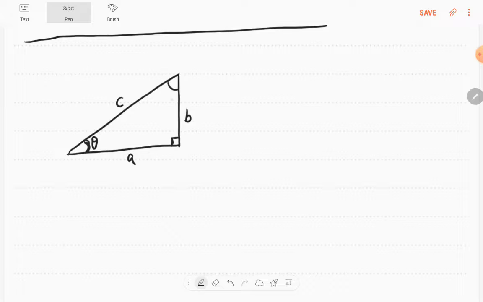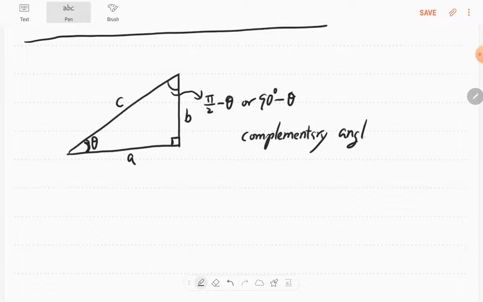Since this is theta, if we know this theta, then the other one should be pi over 2 minus theta, or 90 degrees minus theta if we use degrees. So these two angles are complementary angles, because the sum is equal to 90 degrees or pi over 2.